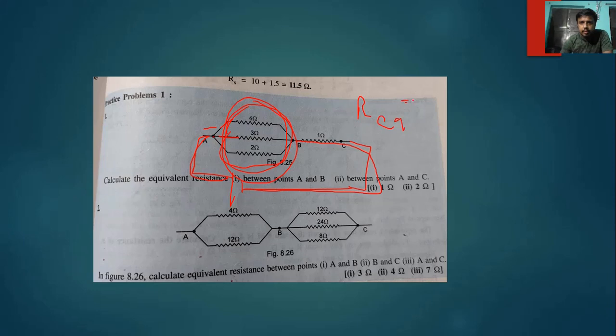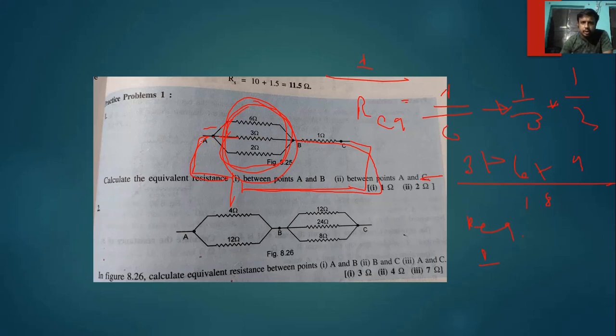1 by R equivalent is equal to 1 by 6 plus 1 by 3 plus 1 by 2. We have to take the LCM, which would be 18. This would be 3 plus 6 plus 9, that is 9 plus 6, 15 plus 18, that would be 1. So R equivalent would be 1.